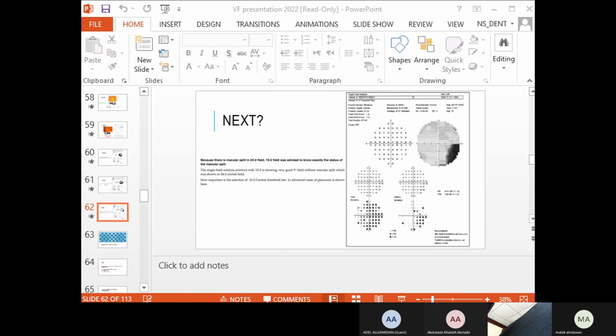Then the raw data, the grayscale shows superior involvement. Total deviation shows superior and inferior deviation. The mean deviation is minus 5.4. Under the pattern standard deviation, it is positive. So this is a glaucomatous field defect.